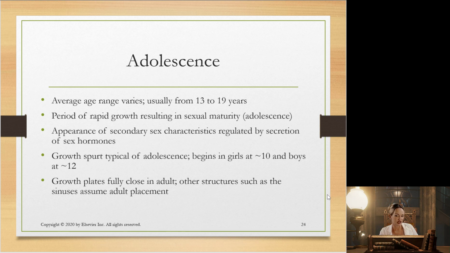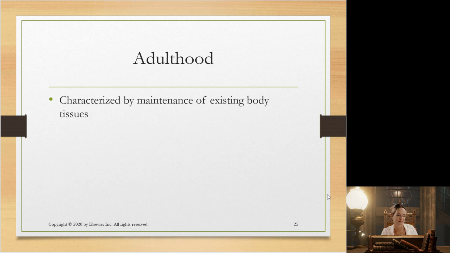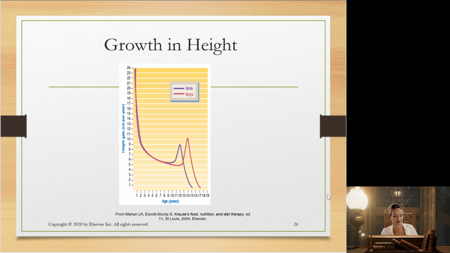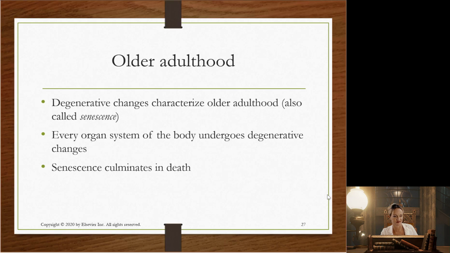Growth plates fully close in adults, and other structures such as the sinuses assume adult placement. Once we reach adulthood, degeneration of body tissue begins. So what is adulthood? It's characterized by maintenance of existing body tissues. So we're just maintaining what we got. This gives an idea of the height difference. Girls usually faster than boys.